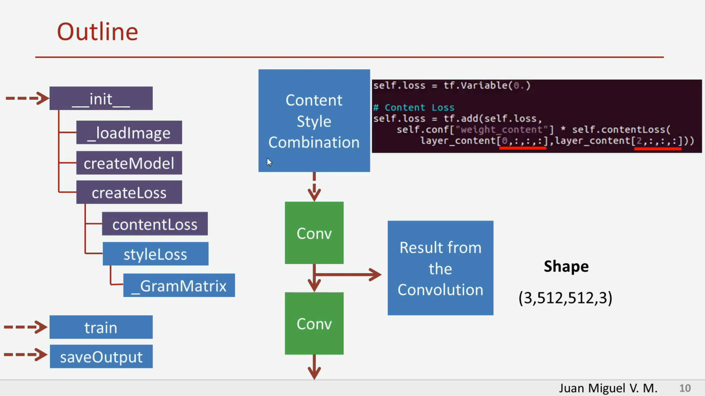Regarding the content loss, we will take the first and the last slice, corresponding to the content and the combination images respectively. The loss will then be calculated as described in the original paper. So just taking into account the slices and some square and then we sum it. It's very simple.